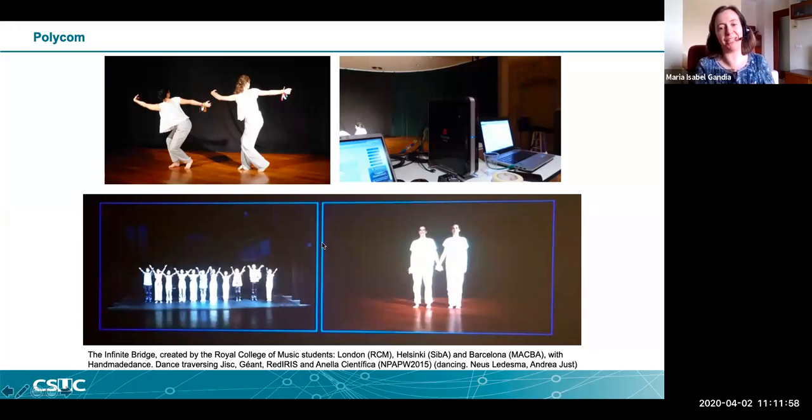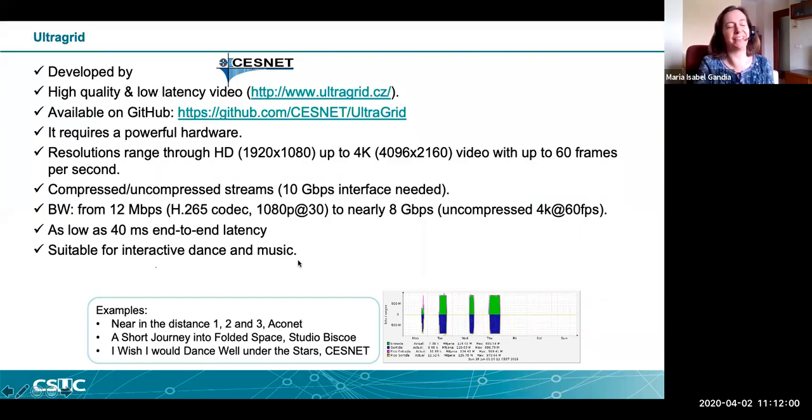The next tool is UltraGrid. Thanks, Anne. UltraGrid is a tool that we have used many times for all the Near in the Distance performances, 1, 2, 3 with Econet, and also for A Short Journey into Folded Space with Studio Visco and with Brighton in JISC too, last year. And I Wish I Could Dance Well Under the Stars with CESNET, with the Czech Research and Education Network. UltraGrid was developed by CESNET, and the good thing about it is that it's open. It's available on GitHub. You can download it.